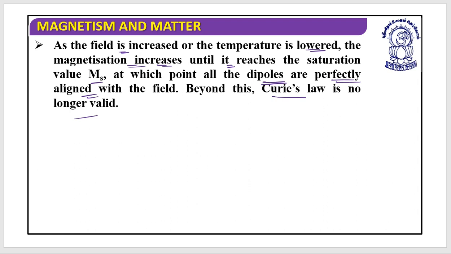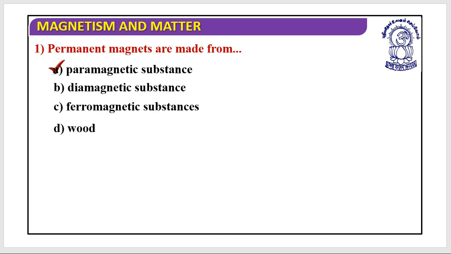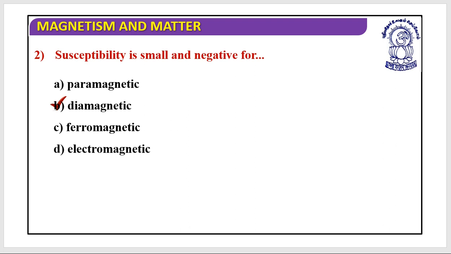So let's again look at certain MCQs. First, permanent magnets are made up of paramagnetic substances. Yes. And susceptibility that is small and negative is for diamagnetism. If the susceptibility is small and positive, then it would be a paramagnetic material. I hope this is clear. Can we move to the ferromagnetic substances?